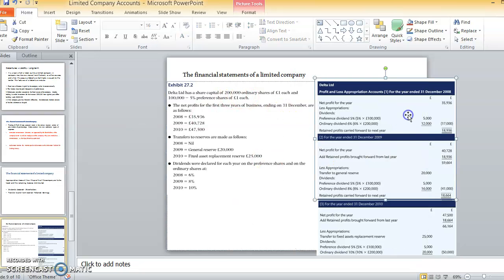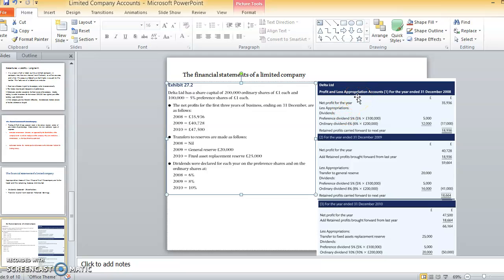Now let's see how they devised the accounts. So, profit and loss appropriation account for the year ended 31st December 2008. The net profit for the year was 35,936. It comes from here, 35,936. If you look at it, it would look familiar to you as to what you made in chapter number 26 for the partnerships. Now, from the profit, it is an appropriation account, right?